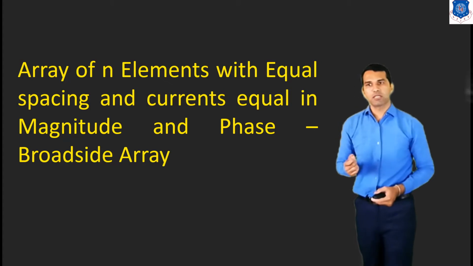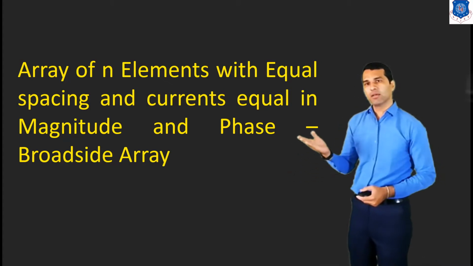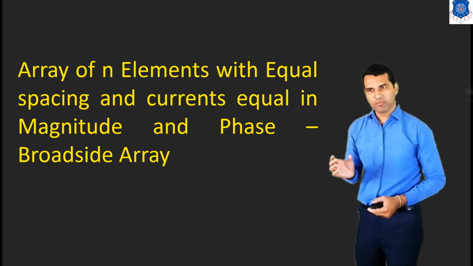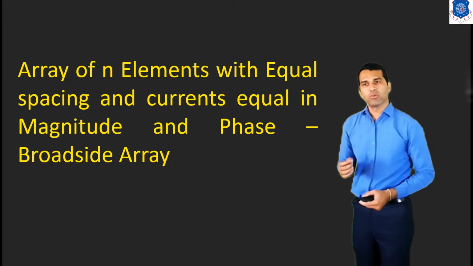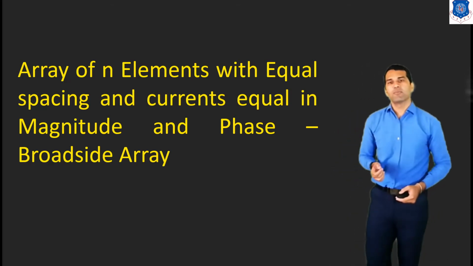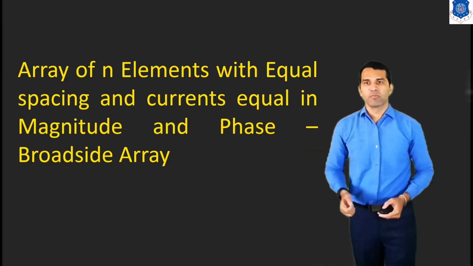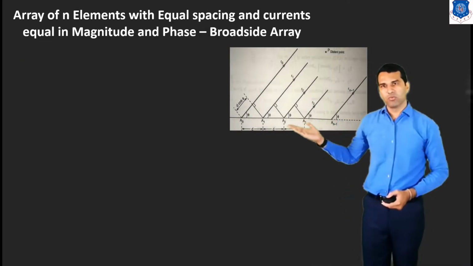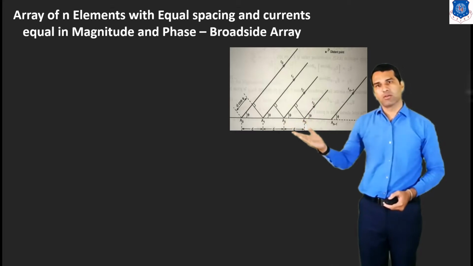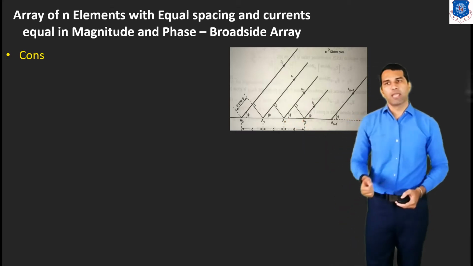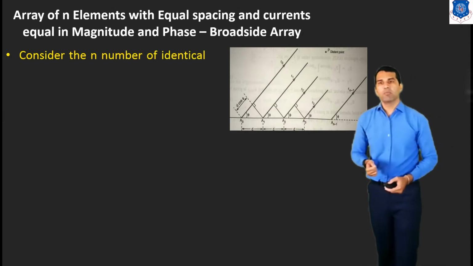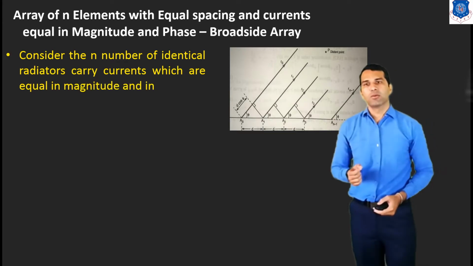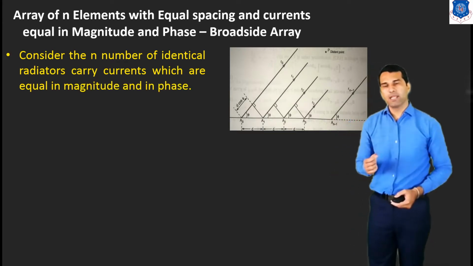So here we discuss the broadside array, but here we take the condition of n elements with equal spacing and current equal in magnitude and phase. So now we start the analysis for this. We can see the figure here. We have taken the elements A0, A1, A2, A3 up to An-1. Consider n identical radiators, that means the elements carry currents which are equal in magnitude and in phase.